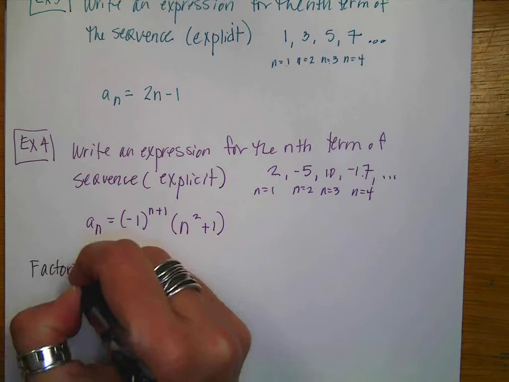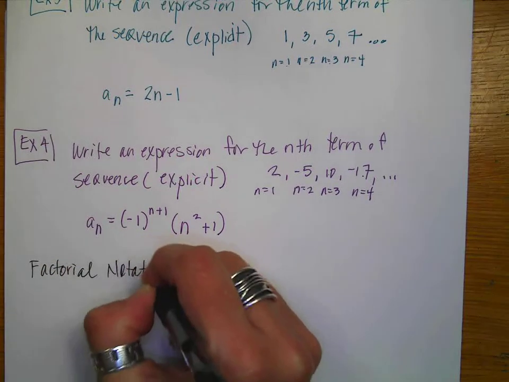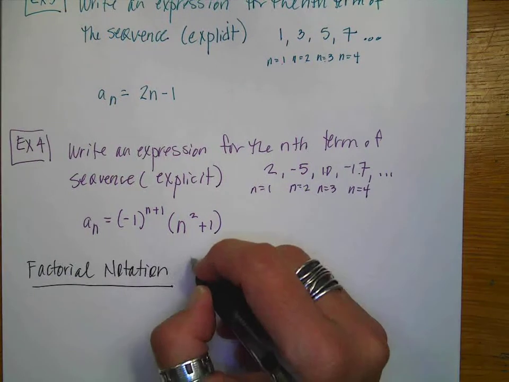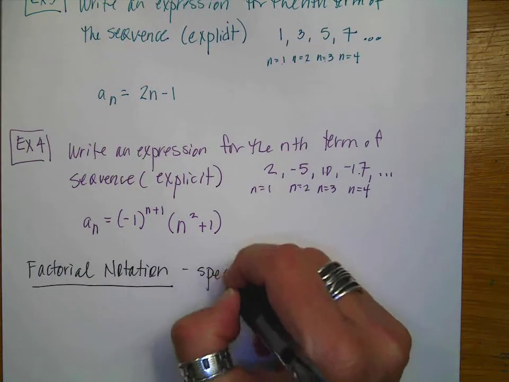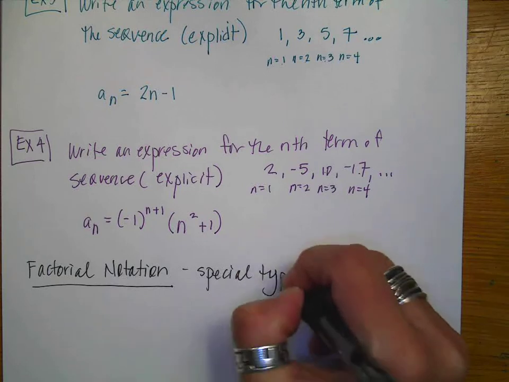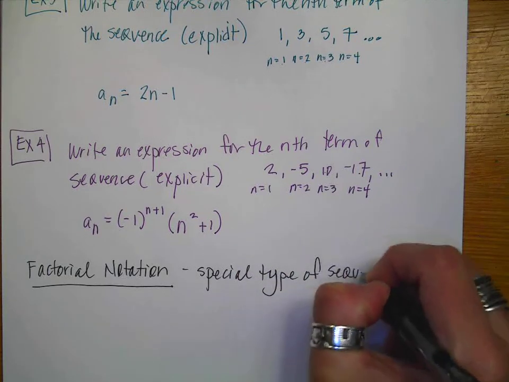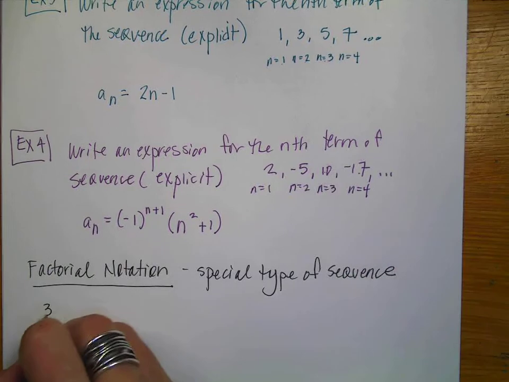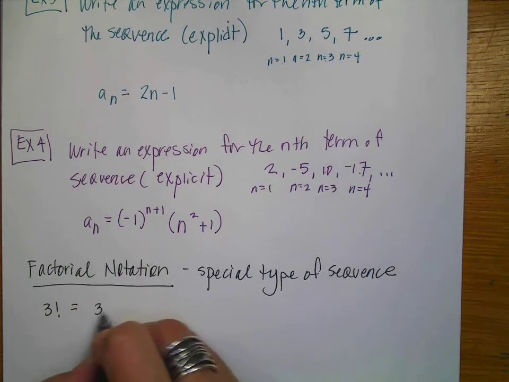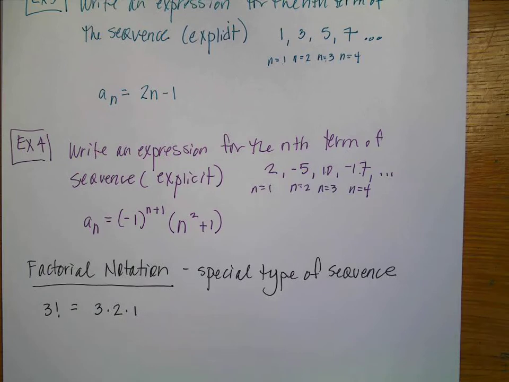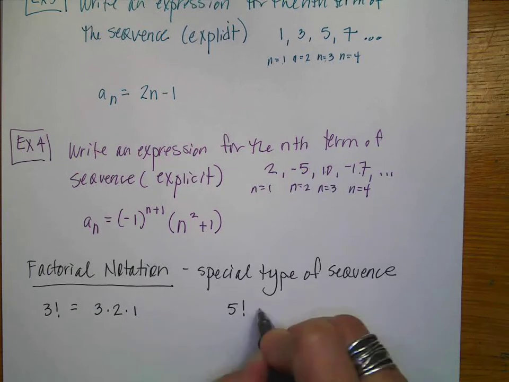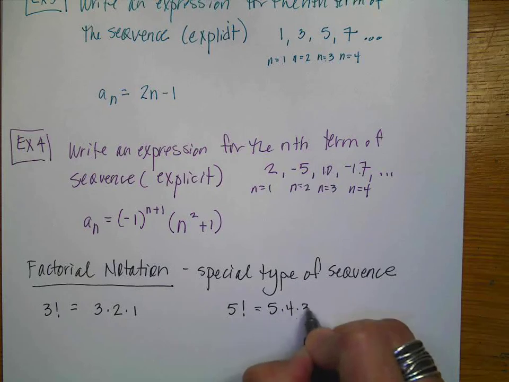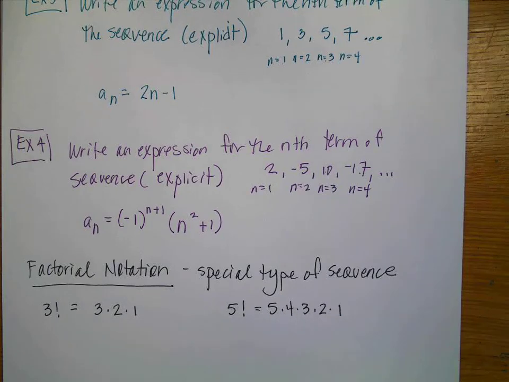Okay? The next thing that we want to talk about is factorial notation. And factorials are really cool. Okay? So a factorial is a special type of sequence. And if I have 3 factorial, that means it is 3 times 2 times 1. If I had 5 factorial, it would be 5 times 4 times 3 times 2 times 1. And so it would be all of the previous numbers multiplied together.